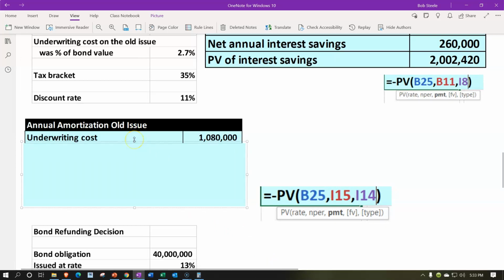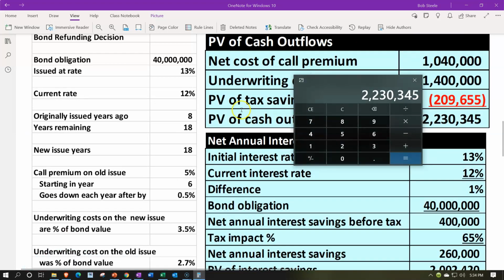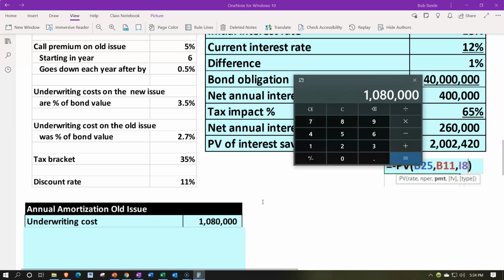Then we're going to take a look at the annual amortization of the old bonds. So now this one is kind of the tricky one. You'd think, well, why does that matter? Because you'll recall that we had the old issuance, this 40 million that we issued before, times 0.027, it cost us the 1,080,000 in order to issue them.